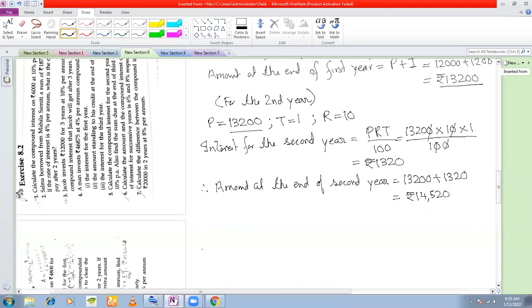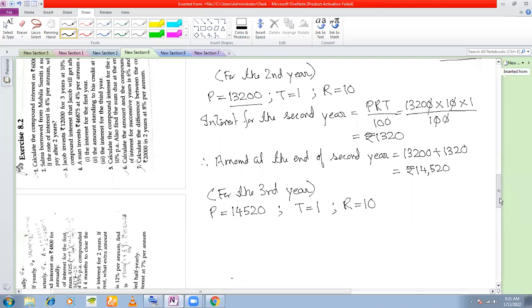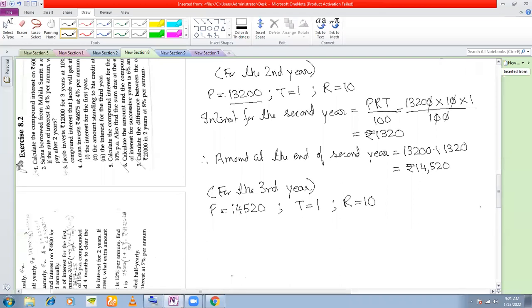But Jacob invests for 3 years, right? So we'll also have to calculate for the third year. For the third year, principal is 14,520. Time is 1 year. Rate is 10%. Okay. The principal at the end of second year becomes the principal at the beginning of third year. Now we'll calculate the interest for the third year.